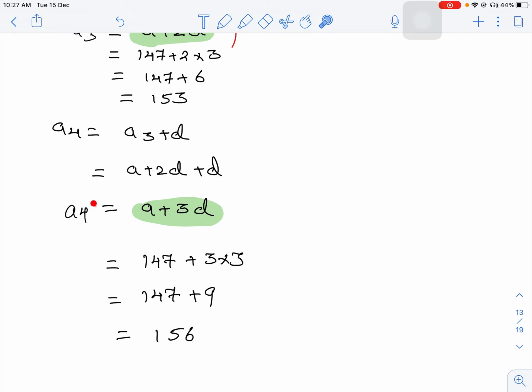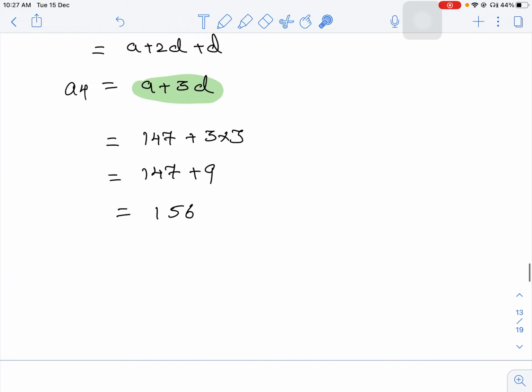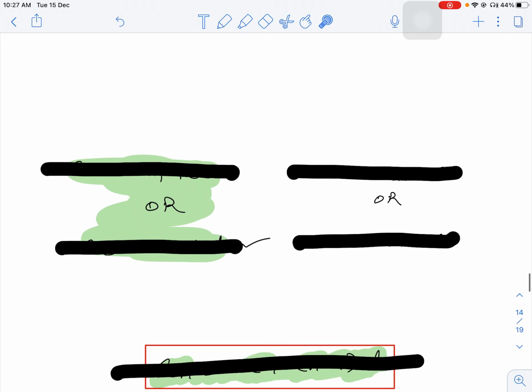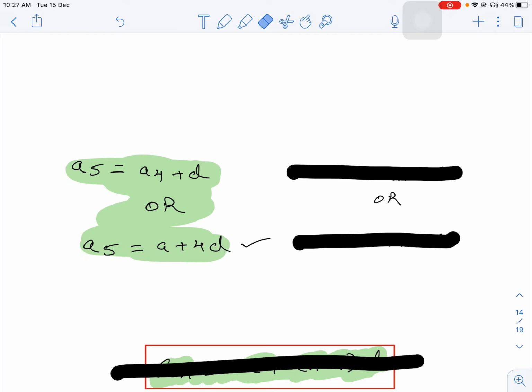Okay. Now here, the fourth term we have written as A plus 3D, which is 1 less than this number. In this way, suppose we are having A5. If you know the previous term, we can write it as A4 plus D, or we can also write A5 as A plus 4D.